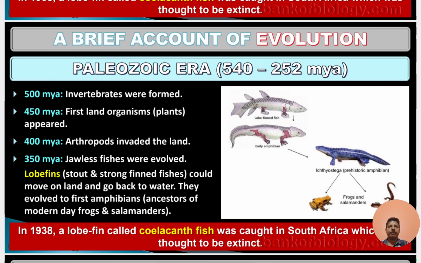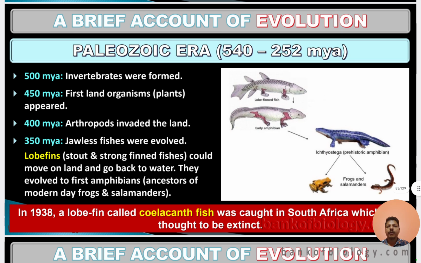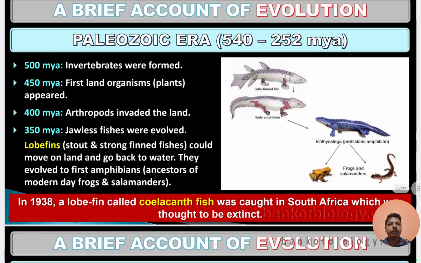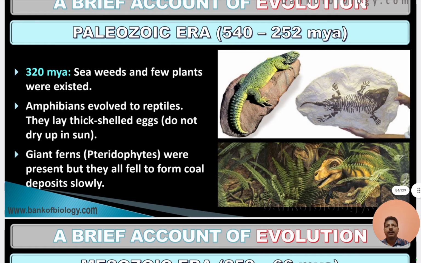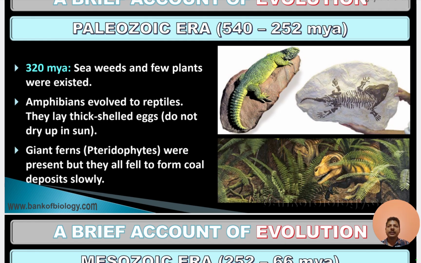Then the Paleozoic era. Sorry, the same points are given, but the diagram is different. See, lobe-finned fish, early amphibian, and early amphibians become different ones. Prehistoric amphibians, frogs and salamanders, modern amphibians. Then 320 million years ago, seaweeds and a few plants existed. Amphibians evolved to reptiles. They lay thick-shelled eggs that do not dry up in the sun. That's why they lay thick-shelled eggs.